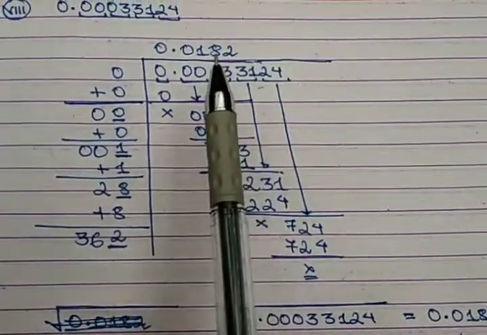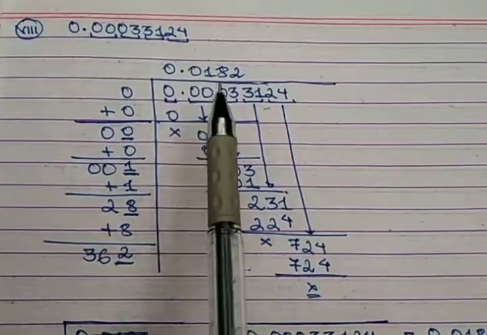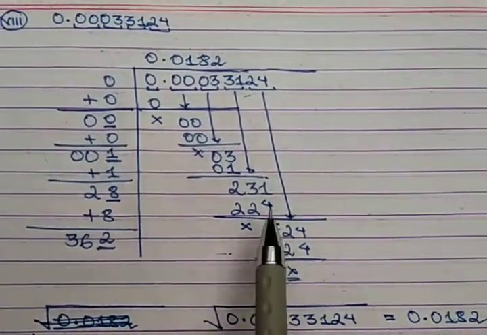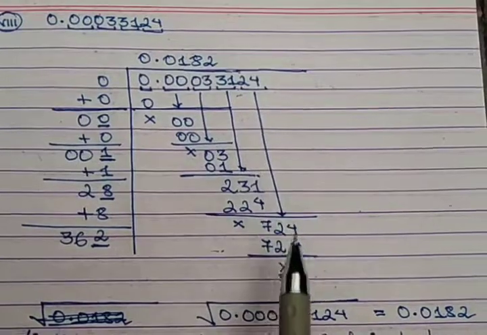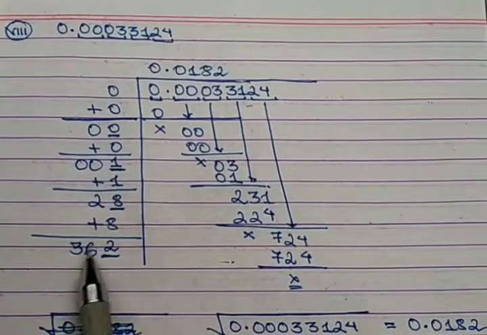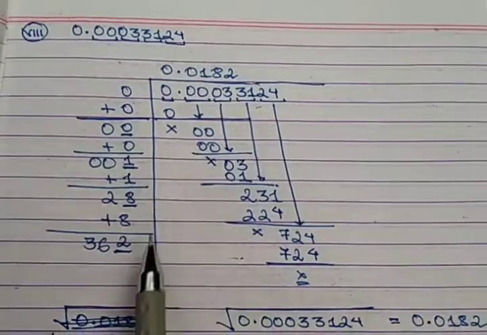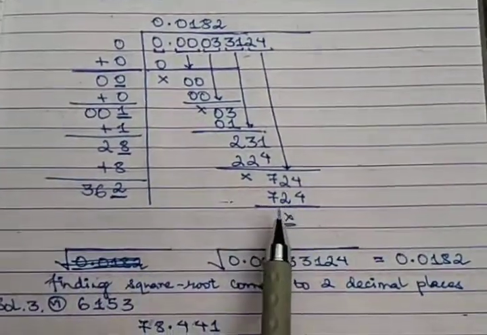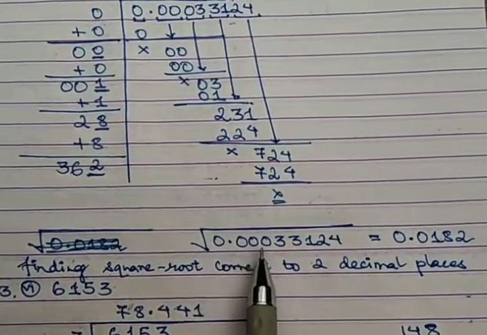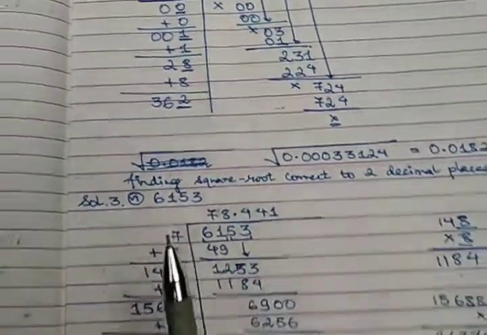Now the ones place is empty, and after it we got the number 231. When you use 8 and 8 to multiply, you get 224. After subtraction, you get 7. Again 2 digits dropped at a time, 74. When you add 8 and 8, you get 16, and 2 plus 1 is 3. So again the unit place is empty. If you take 2, it will be exactly divisible, so 2 times 7 and 24. So here we got our answer: the square root of 0.00033124 is 0.182.